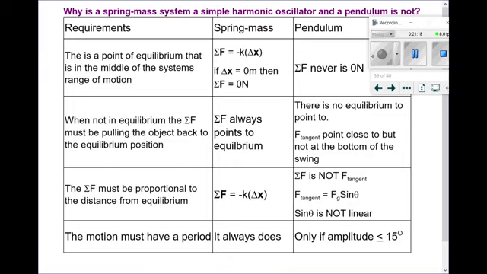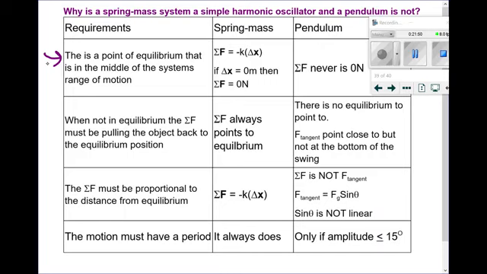Now, just to recap on why a spring mass system is a simple harmonic oscillator and a pendulum is not, let's go through the basic requirements that you have to meet to be a simple harmonic oscillator and see if these systems meet those requirements. One of our first requirements is that you have to have a point of equilibrium. It's the middle point of your motion, and it's the point that your restoring force is always trying to bring you back to. But once you get to that equilibrium point, there must be no net force on you, because by definition, equilibrium means there is no net force, which also means there's no acceleration at that point.